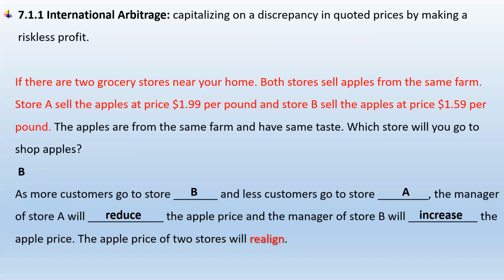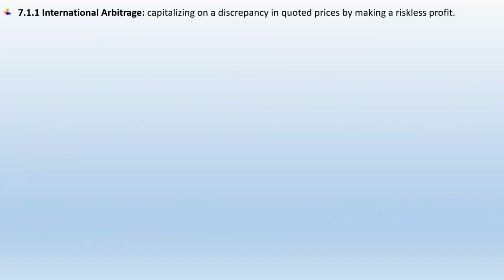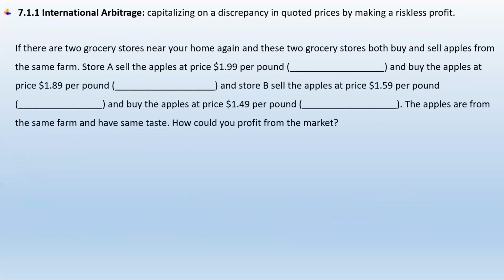So the apple price of those two stores will finally be the same. They will probably be 1.89 per pound or 1.79 per pound. And once the apple price of those two stores becomes the same, we call it that the apple prices of those two stores realign. This is also a very fancy name given in the finance world. So this is the case where you can only buy apples from the store.